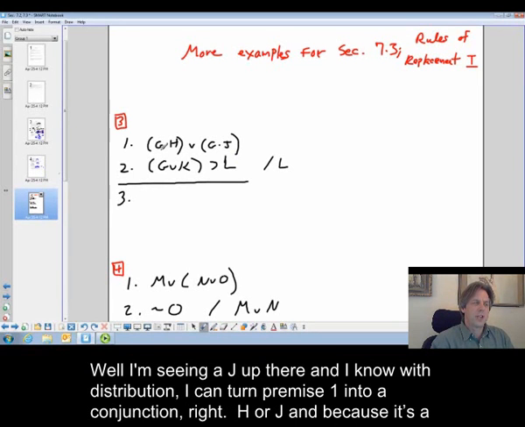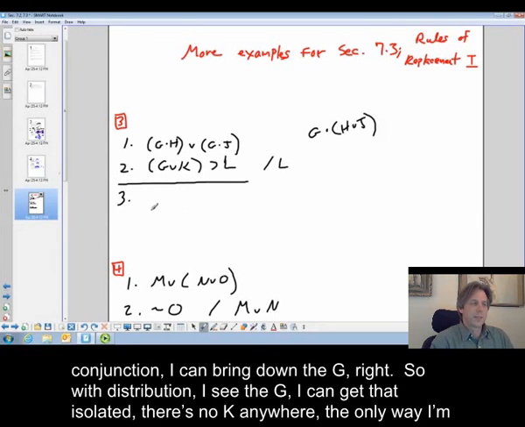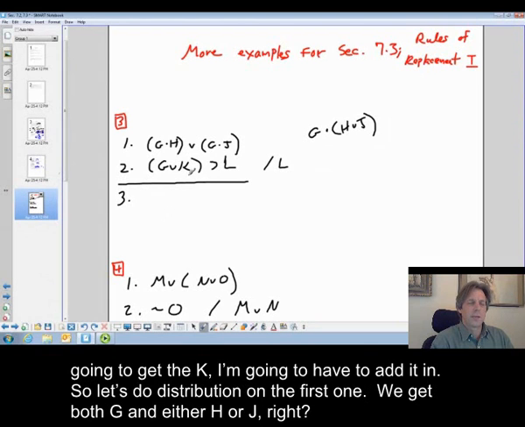Well, I'm seeing a J up there, and I know with distribution, I can turn premise 1 into a conjunction, right? G and either H or J, and because it's a conjunction, I can bring down the G, right? So with distribution, I see the G, I can get that isolated. There's no K anywhere. The only way I'm going to get the K is I'm going to have to add it in. So let's do distribution on the first one.